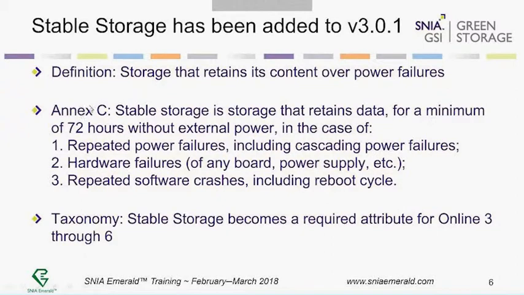We also put a more complete definition into Appendix C, where we identify that stable storage is a type of storage that retains data for a minimum of 72 hours without external power in case of these items down here: repeated power failures, hardware failures, or software crashes. And in the taxonomy itself, we made it a required attribute of online through online 6.